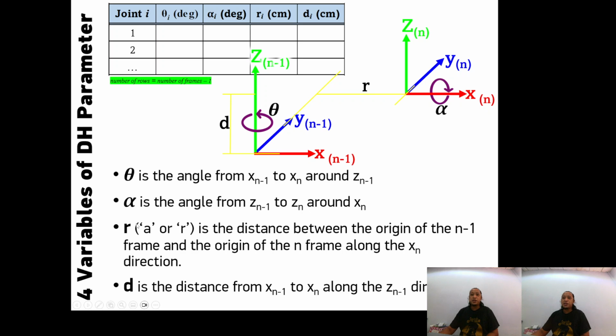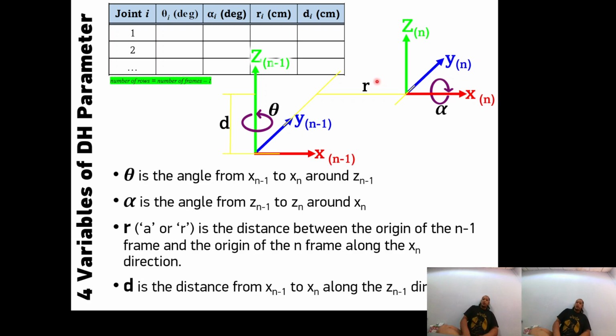The third variable is r. Sometimes it's called a, and sometimes others define it as r. r is the distance between the origin of the n minus 1 frame and the origin of the n frame along the x n direction. So this is the origin of the n minus 1 frame, this is the origin of the n frame, and this is the distance between them. We call it r.